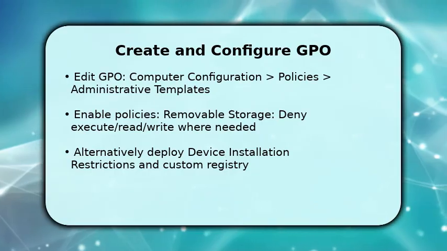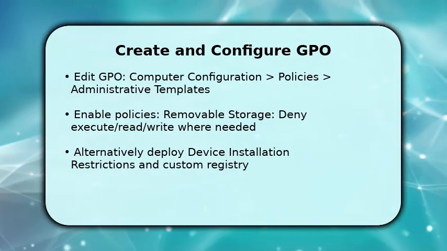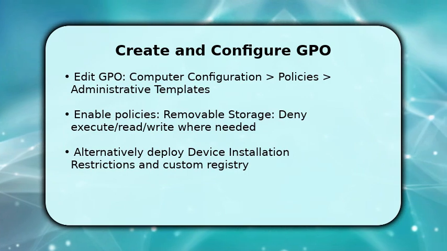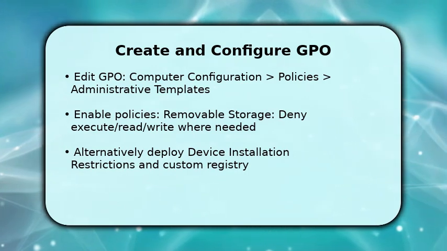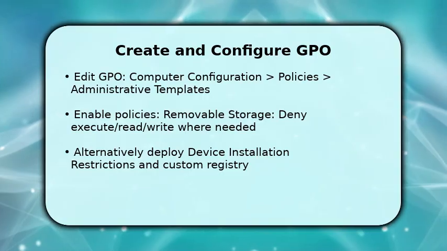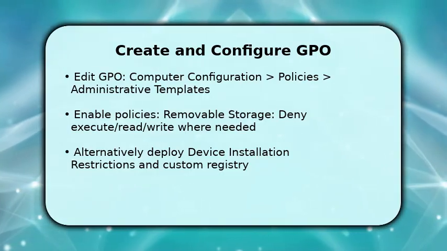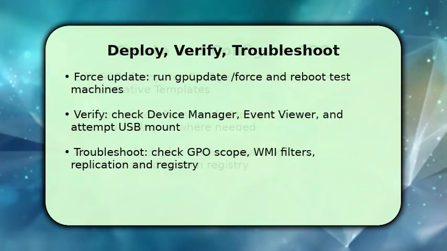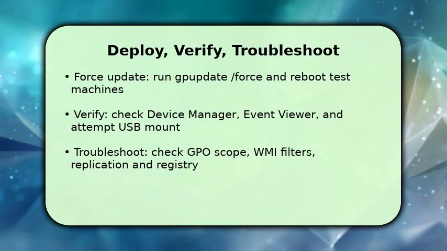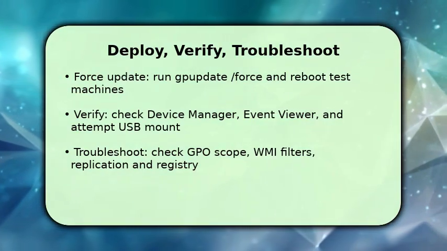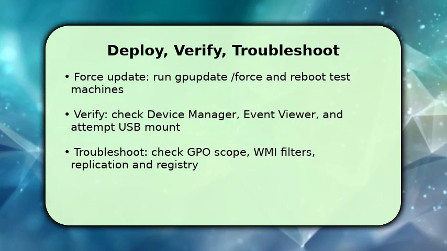You can also deploy a small registry preference to set Start equals 4 for USBSTOR service to disable it. Make sure to apply settings to the computer scope and link to the test OU before pushing. Deploy to test computers by running gpupdate /force and rebooting to ensure the policy takes effect.